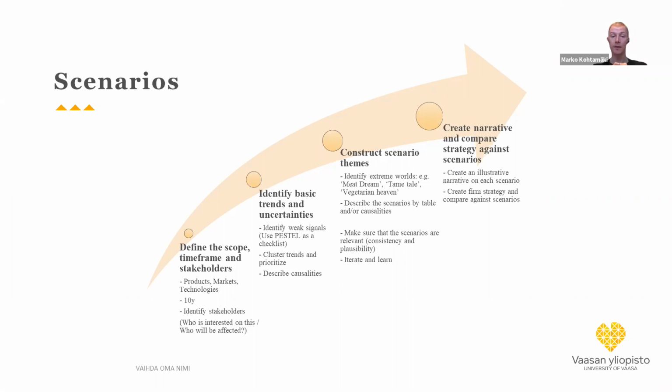We construct scenario themes. You can have a variety of number of scenario themes. Let's say that we would construct 3 scenario themes, for instance, from the food industry: the meat dream, tame tale, and vegetarian heaven.